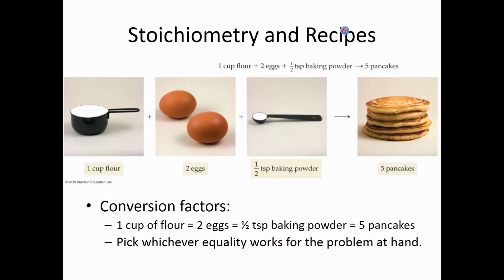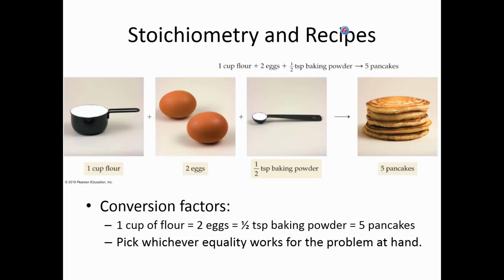What we can do with this information is treat this recipe as a series of conversion factors. We can say that 1 cup of flour is equal to 2 eggs is equal to 1/2 teaspoon of baking powder is equal to 5 pancakes. Now, when we say that, we're not saying they are the same thing. What we're saying is that we can convert between those. We can find whichever one we need based on what we're starting with. So we pick the quantity that works for the problem at hand.